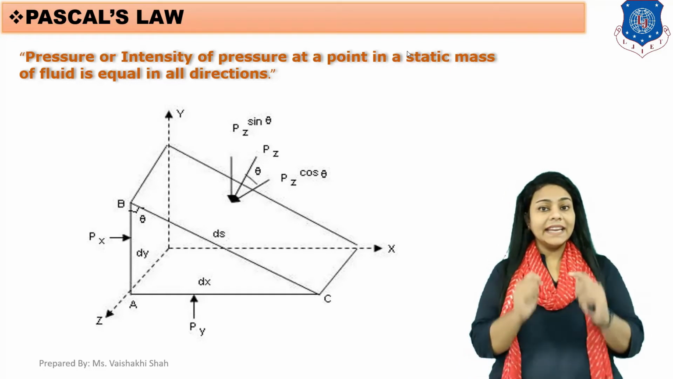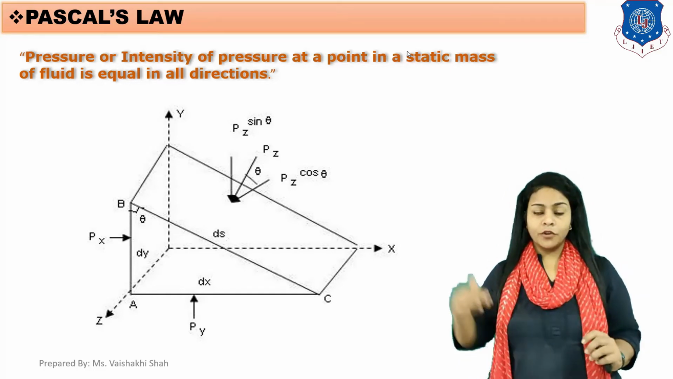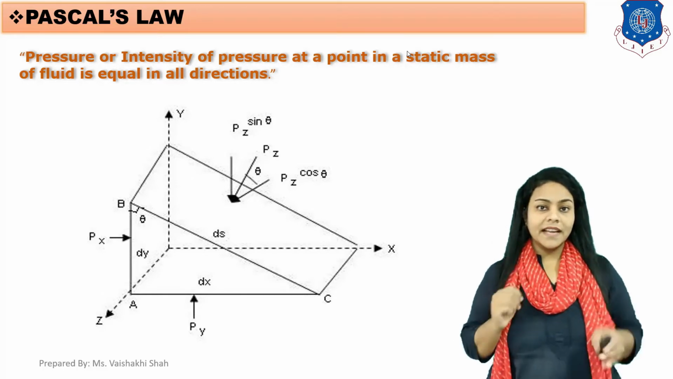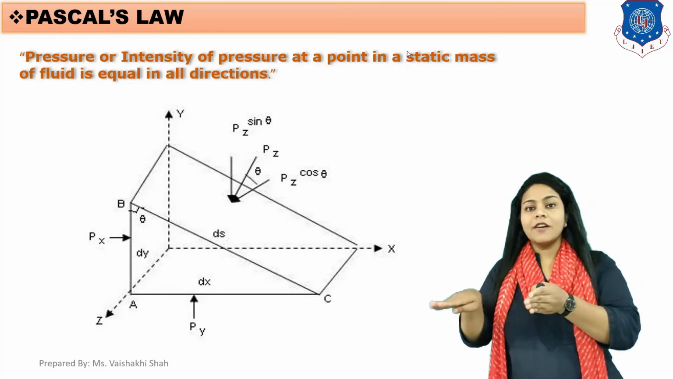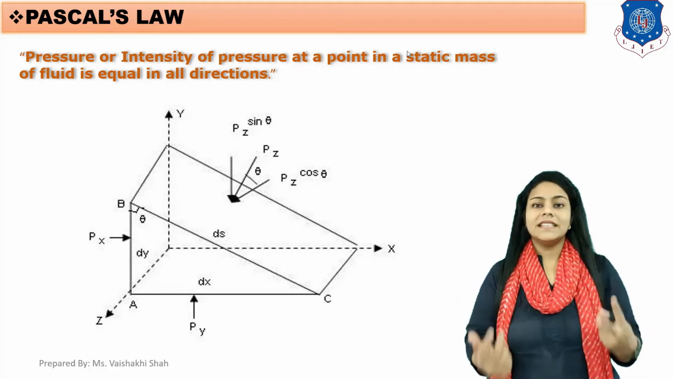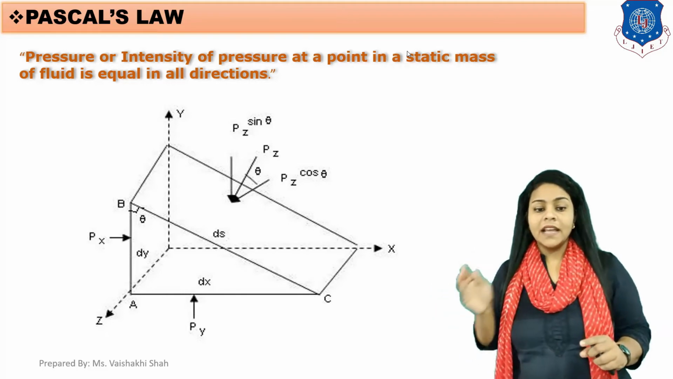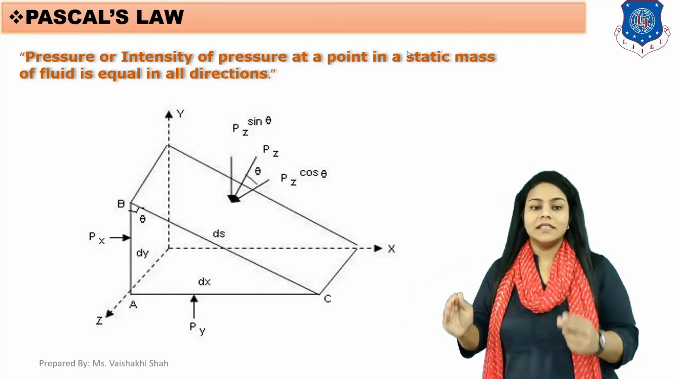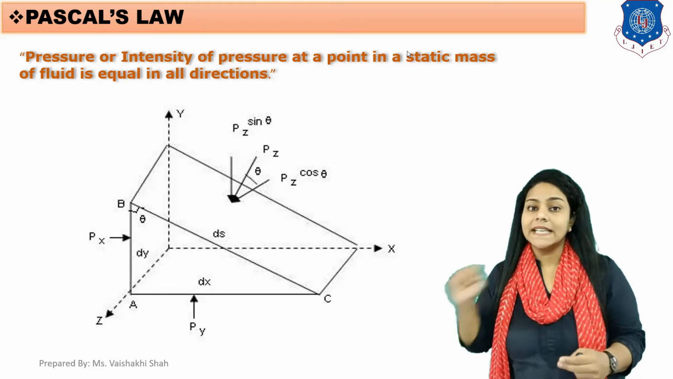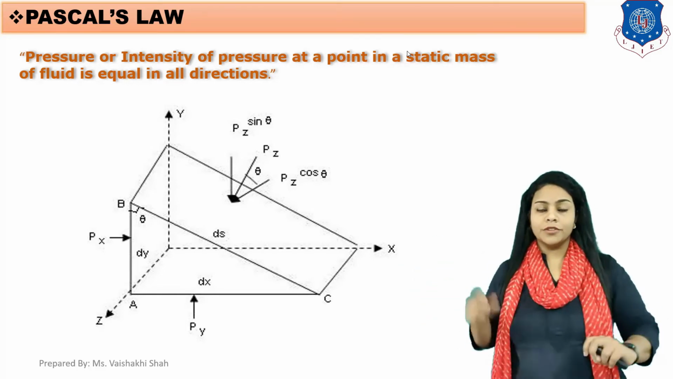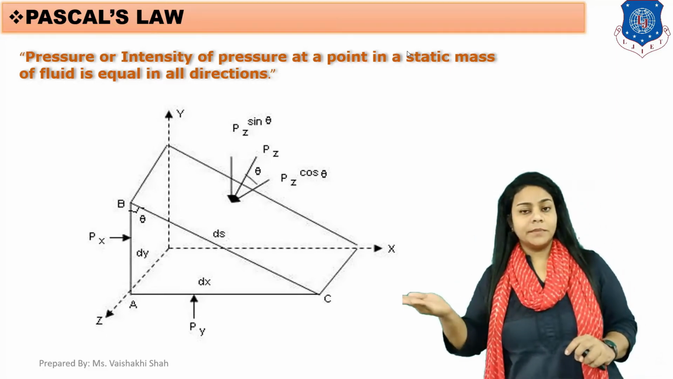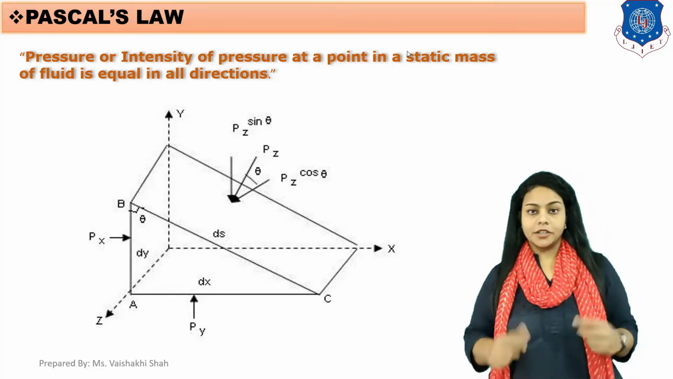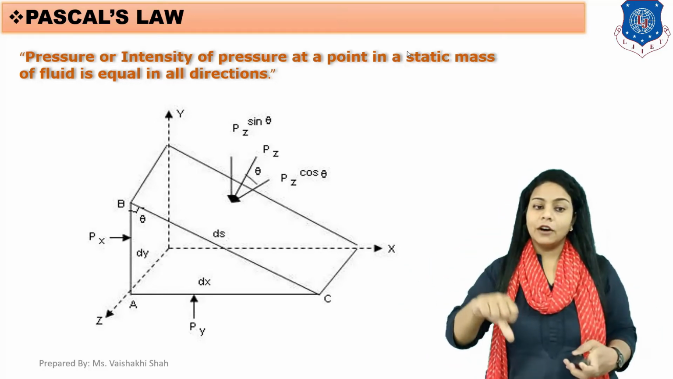Pz force is acting inclined here at angle theta. So, there are two components of Pz because there is an inclined force here. First is Pz sin theta, the vertical component, and second is Pz cos theta, the horizontal component. So, in this diagram, length of AB is dy, AC is dx, and BC is ds. Force on AB is Px, force on AC is Py, and force on BC is Pz, acting inclined. Now, the weight of this whole triangular element is acting in the downward direction.